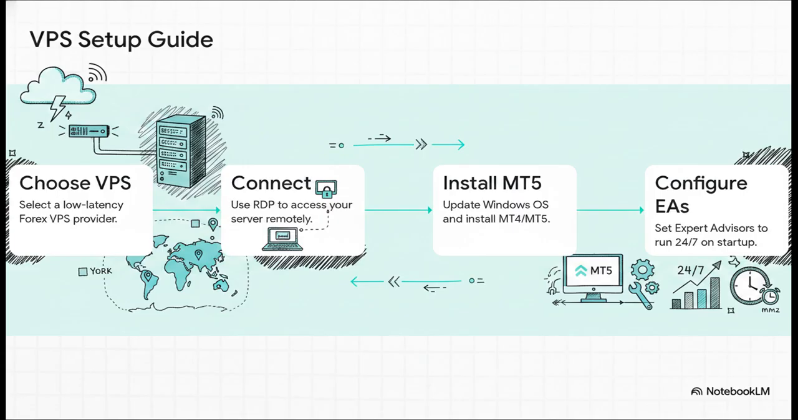You absolutely need a virtual private server, or VPS. The steps are pretty straightforward. Choose a provider hosted in a data center physically close to your broker's servers, connect remotely, install your platform, and configure your EAs. This guarantees 100% uptime and drastically reduces slippage by keeping execution times down to mere milliseconds.